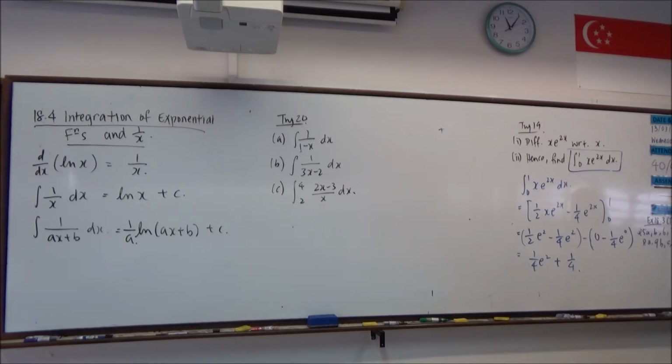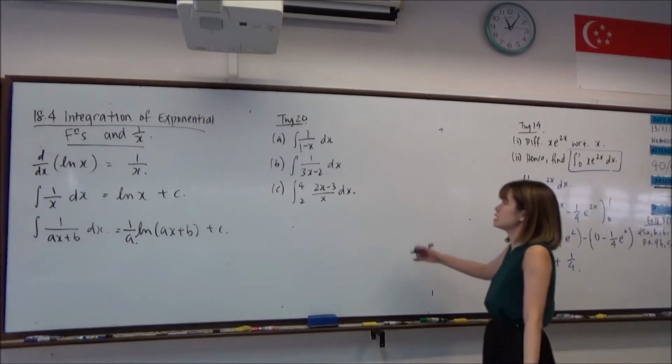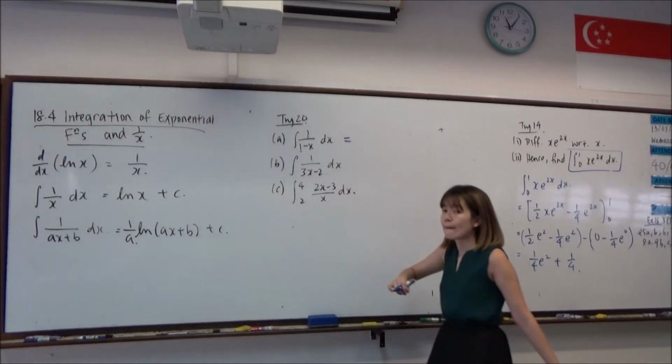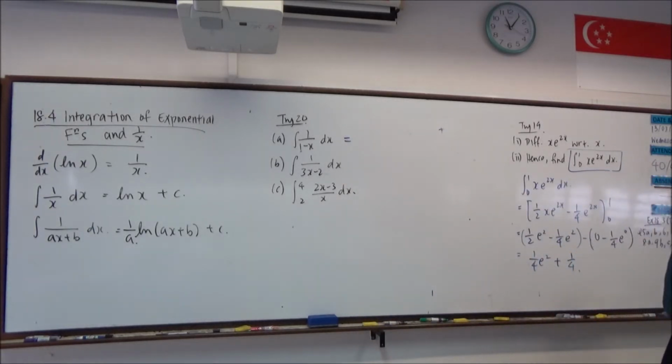We want to integrate 1 over 1 minus x. Okay, how do we integrate this function? What do we get? What will we be getting? Alexis, what will we be getting for the integral of 1 over 1 minus x?